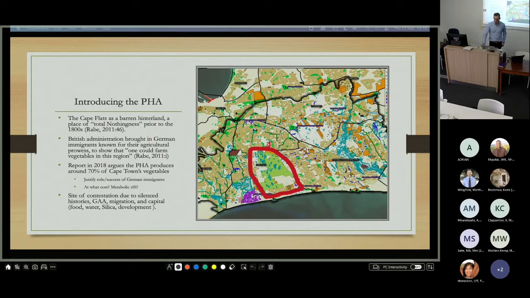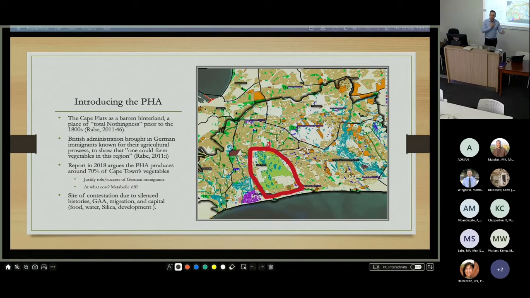But at what cost? The PHA is very valuable, 70% of Cape Town's vegetables, but at what cost? The kind of farming that we see there is industrial, commercial agriculture that is damaging the soil, damaging the aquifer, the Cape Flats aquifer. That's another point I must bring up. You see this darker line here? That is the boundary of the Cape Flats aquifer. To many, the Cape Flats aquifer is unknown. I'll talk about the activist view of it, but in many ways it made this area, the PHA, and protected it from drought during Day Zero and so on.